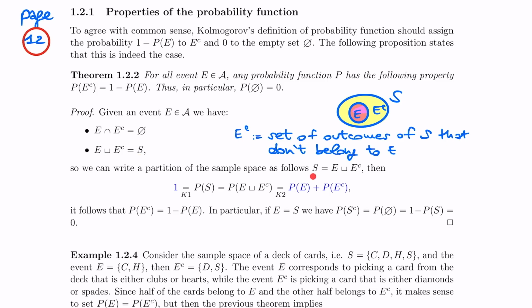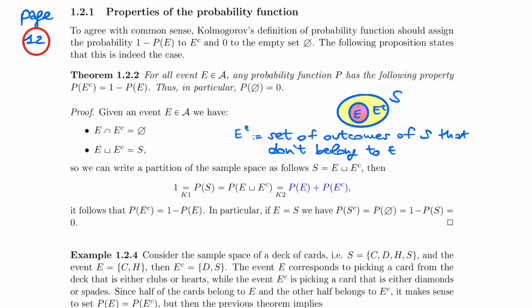This implies that we can write a partition of S like this, and so we can apply the Kolmogorov axiom K1 to write 1 equals the probability of the entire sample space equals the probability of E disjoint union with E complementary, and then we can apply the Kolmogorov axiom K2 to write this as the sum of the probability associated to E and the probability associated to the complementary of E. So we have that P of E plus P of E complementary is equal to 1, and so P of the complementary of E is equal to 1 minus the probability of E.